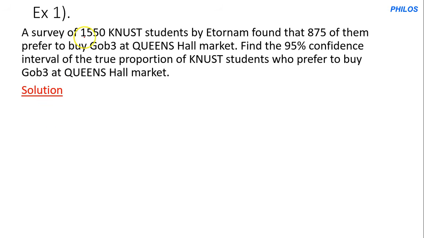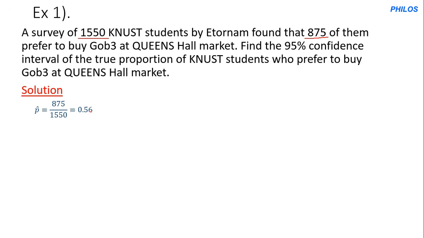Now when you look at the question, you took a sample of 1,550 students and asked them if they prefer Queen's Hall gobe or not. And it happens that 875 of the sample of 1,550 prefer the Queen's Hall gobe. So to get your p hat, you just say x divided by n. Your x is the number of students who prefer the gobe, and n is the sample size. So p hat is equal to 875 divided by 1,550, and that will give you 0.56. So now you've gotten your p hat.